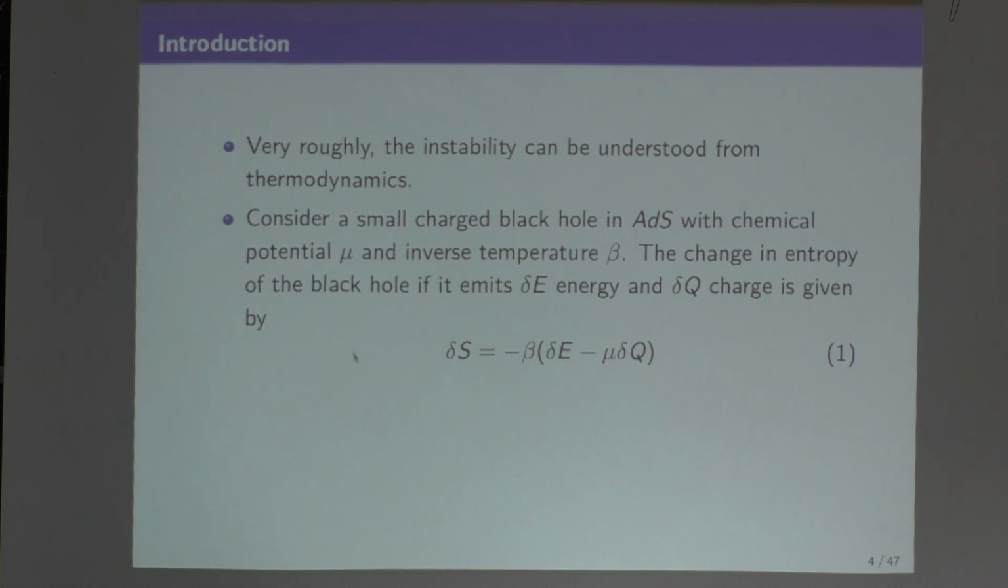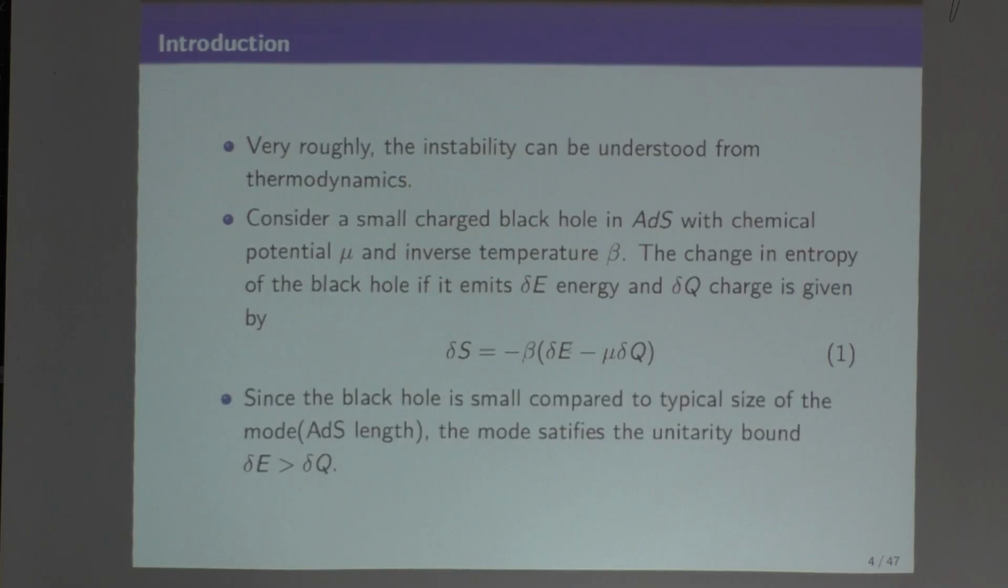Now the reason I wanted to consider a small charged black hole is that if the black hole size is small, then the energy of this mode can be approximated as the energy in pure AdS. It will be corrected as per the charge of the black hole. Now for modes in AdS5, the charge of the mode is bounded from above by its energy. So the charge has to be less than its energy in pure AdS. This is true in pure AdS, but it can get corrected in the black hole background.